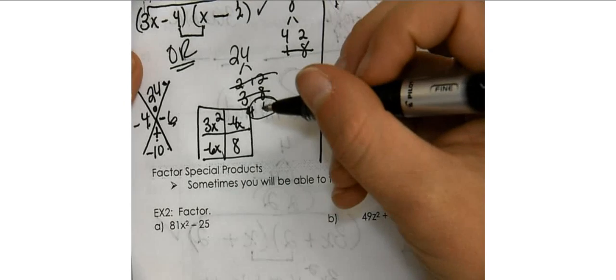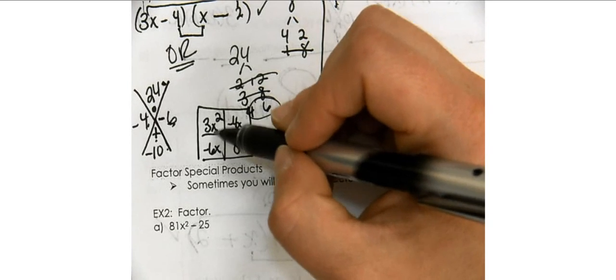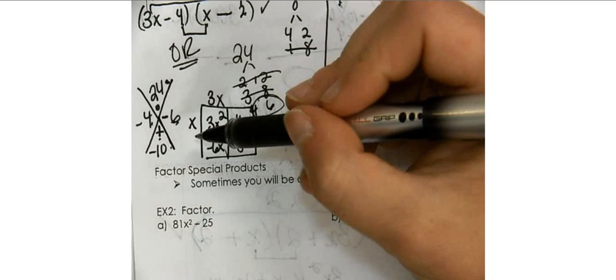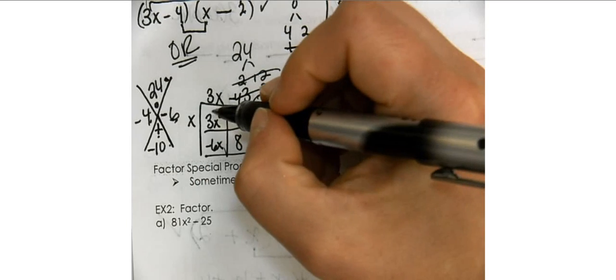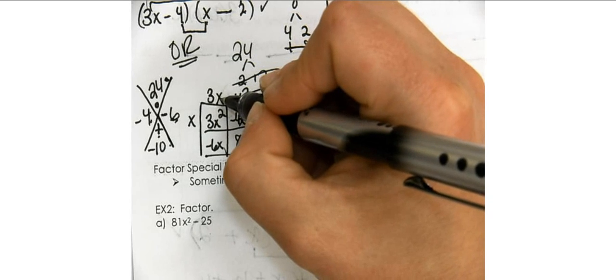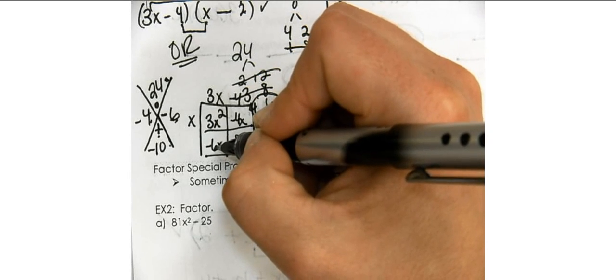Okay. So now I'm going to identify my greatest common factor. So 3x squared and 6x, well, they're both divisible by 3, so I'm going to put a 3 up here. And they both have an x, so I'm going to write 3x. And I'm going to ask myself, what times 3x equals 3x squared? And that's an x. So now I'm going to ask myself, what times x equals negative 4x? And that's negative 4. And what times 3x equals negative 6x, and that's a negative 2.